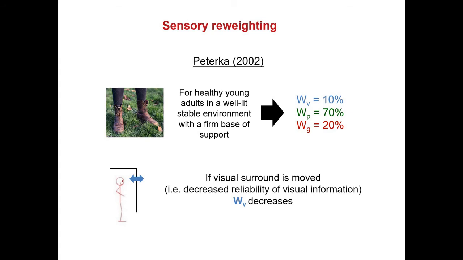Another finding of this research is that if a visual surround is moved in a way that conflicts with other perceptual systems, then the relative contribution of vision will decrease. What we have here is the situation of the moving room. In this particular case, we should expect that the relative contribution of vision, W subscript V, will get lower and lower as the amount of oscillation of the moving room gets larger and larger.